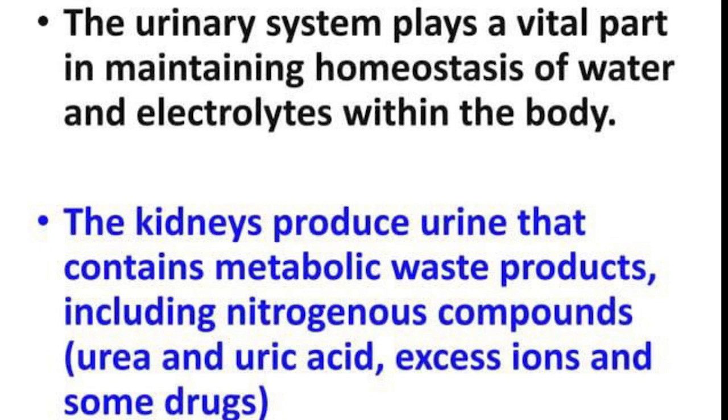The urinary system plays a role in maintaining homeostasis, that is, maintaining the water and electrolytes within the body. It mainly produces the urine. Our body's metabolic waste also contains nitrogenous compounds, that is urea, uric acid, and ions, and some drugs are also excreted by the urine.